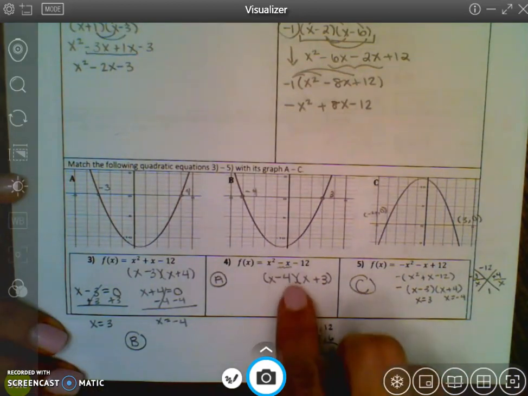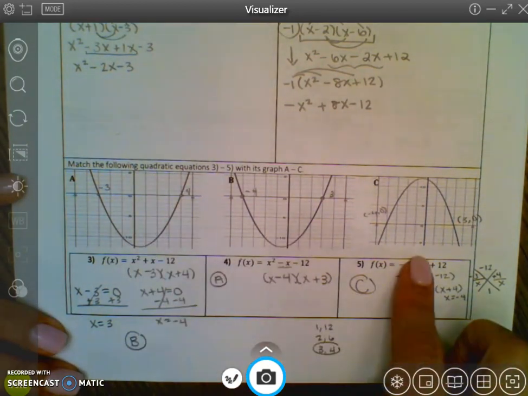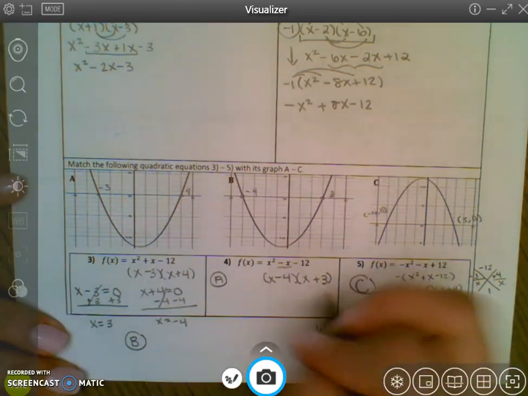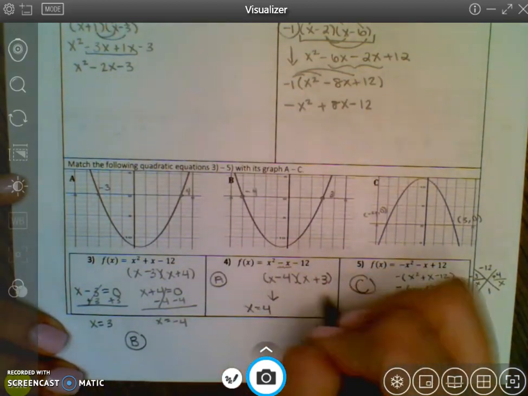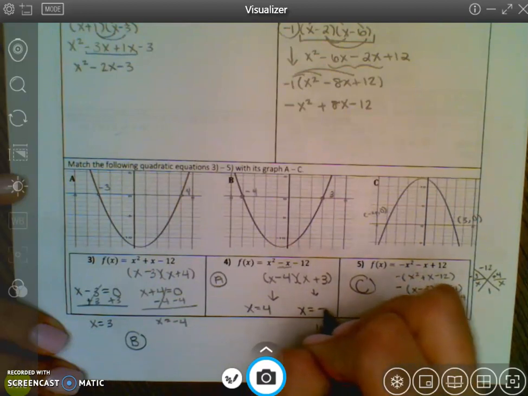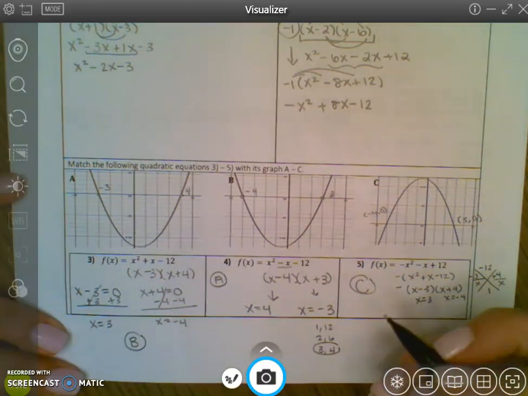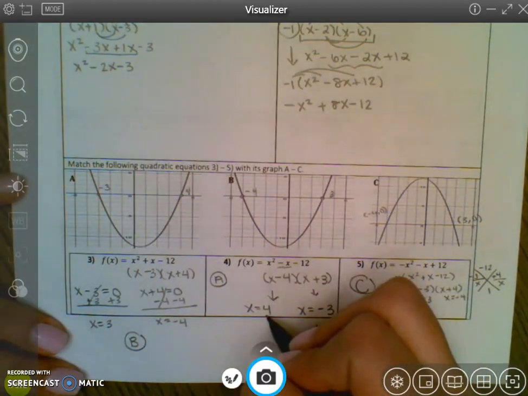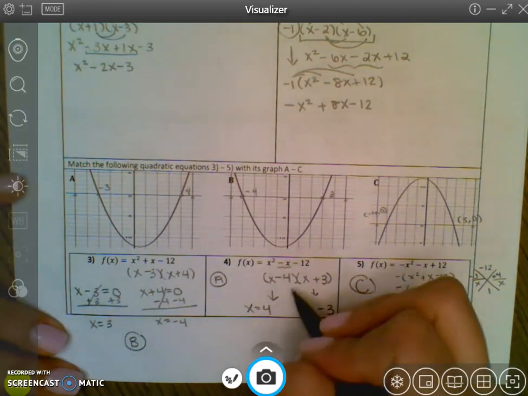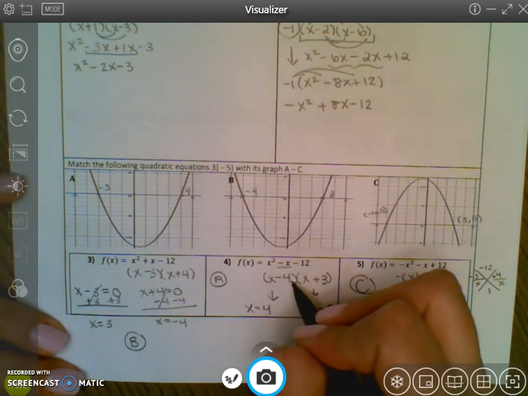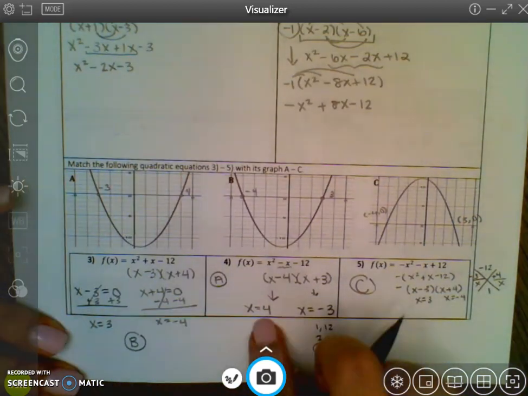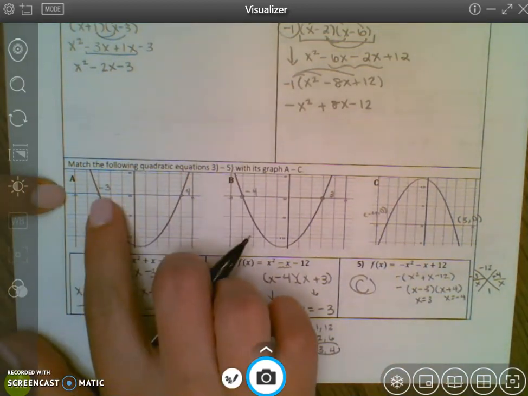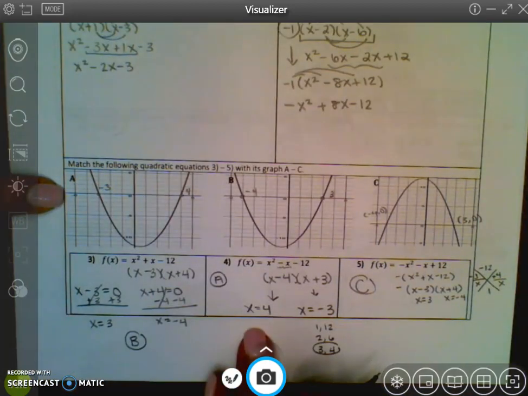But this doesn't help me for these problems. I have to find solutions. So this right here is going to be x equals 4, and that's going to be x equals negative 3. When you solve, they change signs, and when you take the solutions and put them back into factors, back into parentheses, they also switch signs. So A had a solution of negative 3 and 4. That's why those matched up.